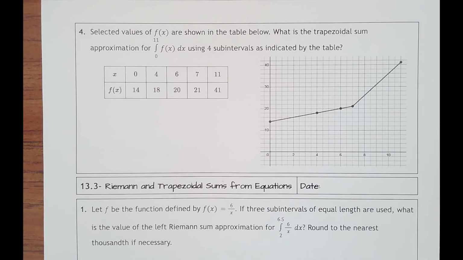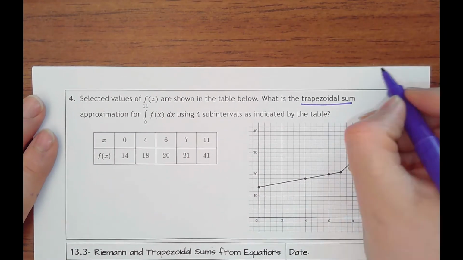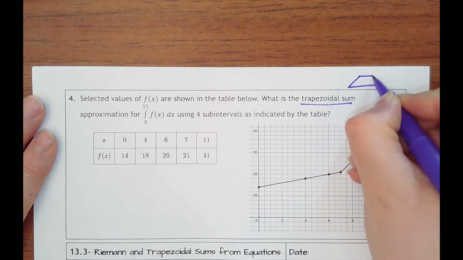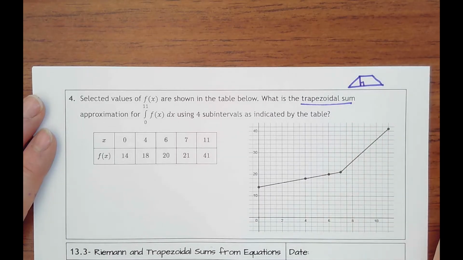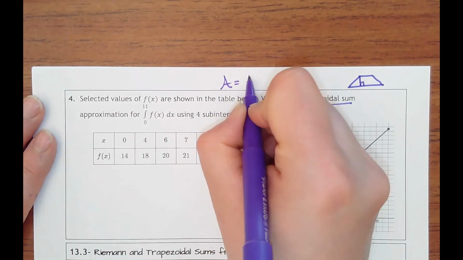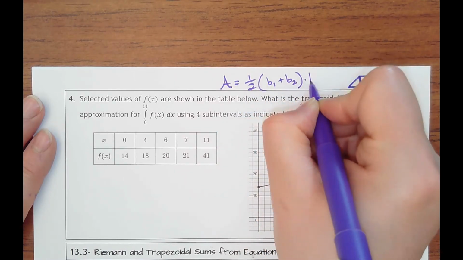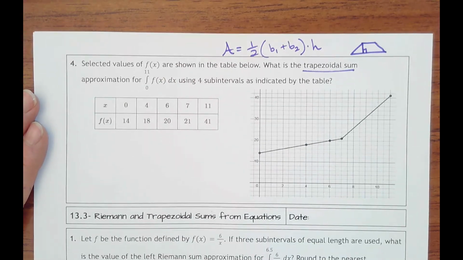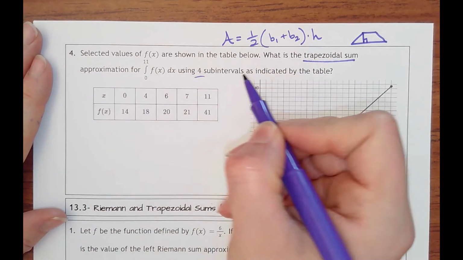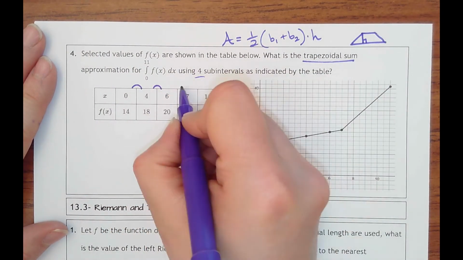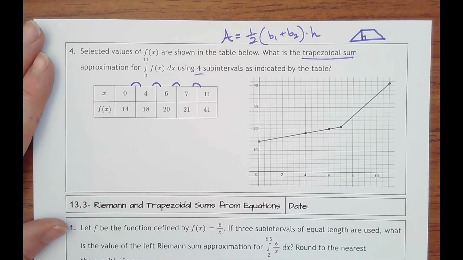Number 4 says we want to find a trapezoidal sum. So first let's talk about a trapezoid. It has one set of parallel bases. It has some kind of height which has to be perpendicular, and the formula for the area is 1/2 times the sum of the bases times the height. So there's several different ways that you could do this. Let's look at how many intervals we need. We're doing 4, so this will be 1, 2, 3, 4. It's easier for me to draw an arc like that than how big I was doing on the first ones.